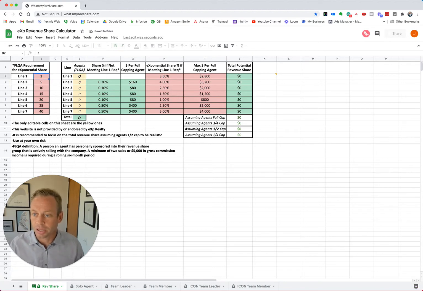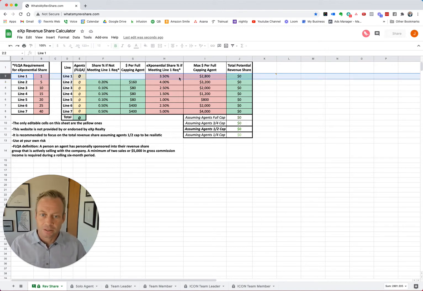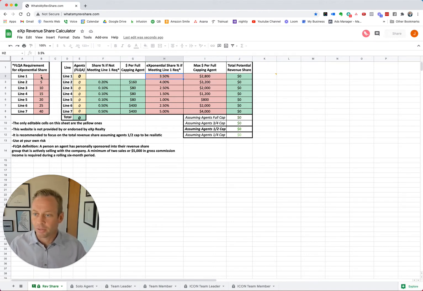So here's the way it works. In line one, this is basically a key, like a little definition deal. So this just tells you how this works. In line one, you earn this percentage of revenue for every agent that you bring on, no matter what. You only have to have one person that you've brought on to EXP that's selling homes to earn income off your first line of people.